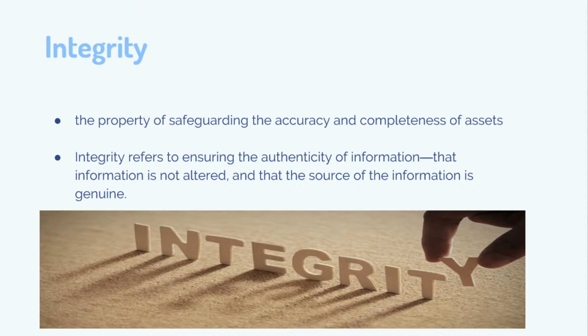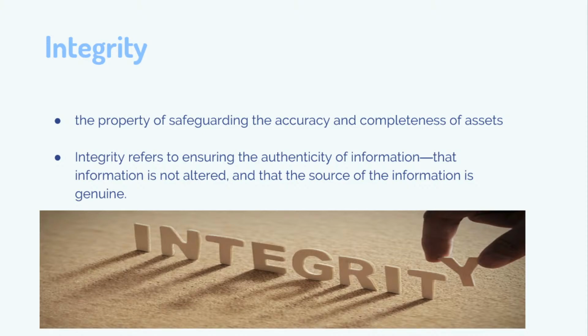Then the next one, integrity, is the property of safeguarding the accuracy and completeness of assets. Integrity refers to ensuring the authenticity of information, so it is not altered. For example, we have person A and person B. Person A sends a message to person B, and person B receives that message. In this scenario we have only two persons, so we can easily find out who sent the message.